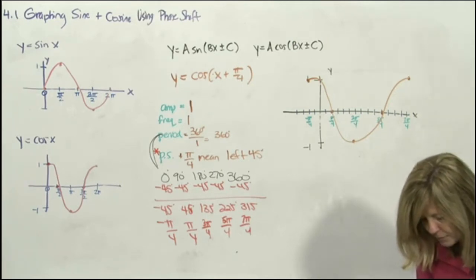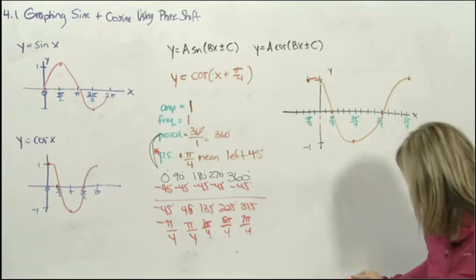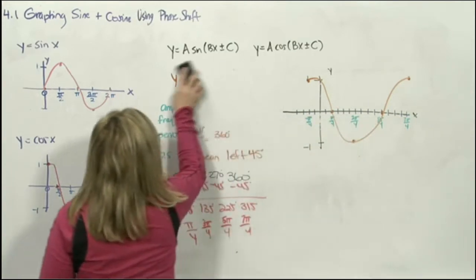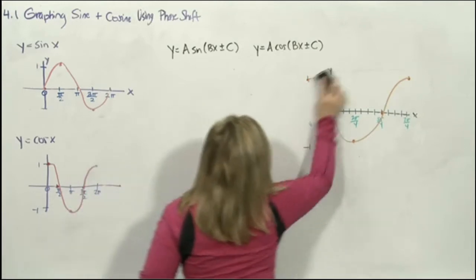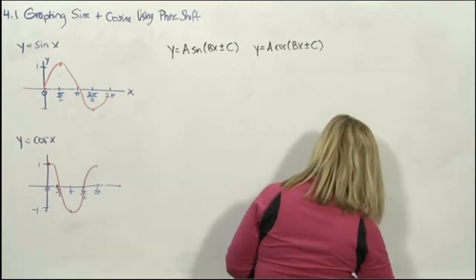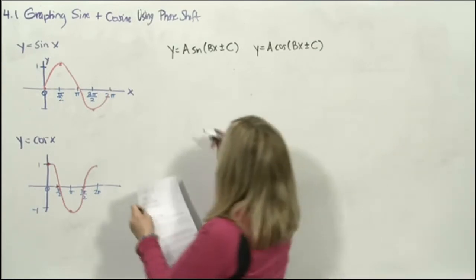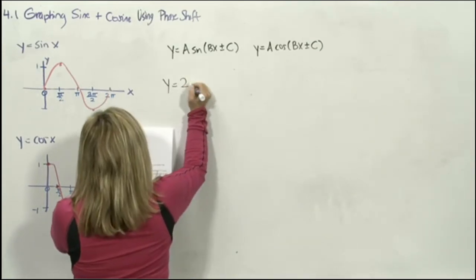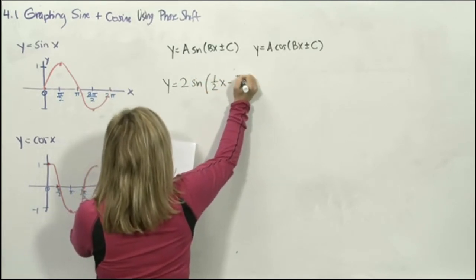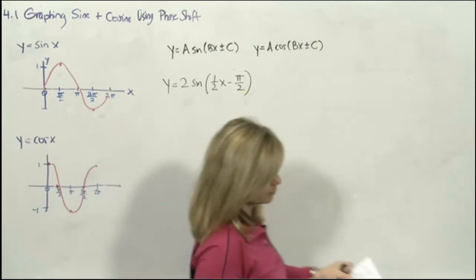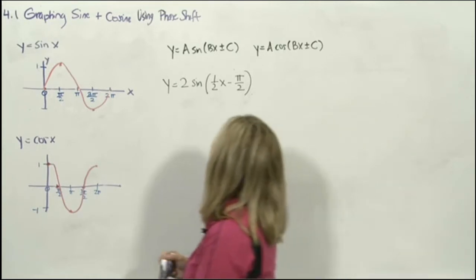All right. I think we have one more to look at. Okay, the last one for phase shifts. All right, your equation is that you want to graph y equals 2 sine of 1/2 x minus pi over 2. All right, let's go slow.